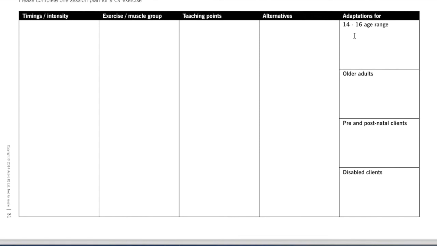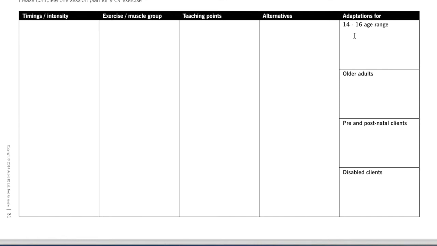And what that can do sometimes is create bad coordination for people of that age. So if this were the cross trainer, for example, instead of saying they're going to move their arms along with their legs on the cross trainer, you could say that they're going to hold the central handles and they're only going to move with their legs. And what that's going to do is sort of reduce the necessity of coordination. So that's a way you could adapt that exercise for somebody who's 14 to 16.